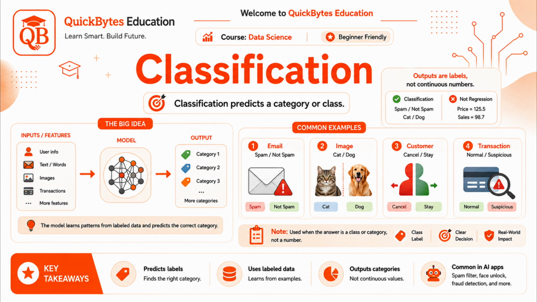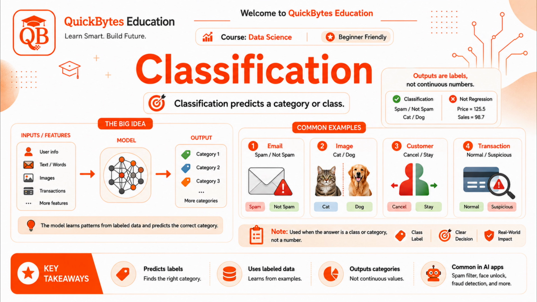One major type of supervised learning is classification. Classification means the model predicts a category or class. For example, is this email spam or not spam? Is this image a cat or a dog? Will this customer cancel or stay? Is this transaction normal or suspicious? In each case, the answer is a category.